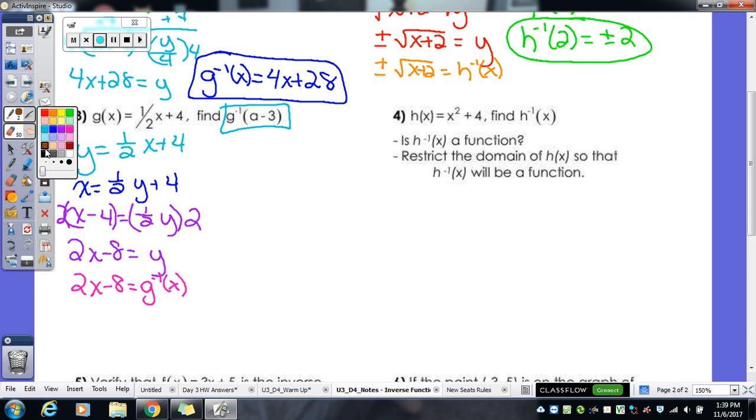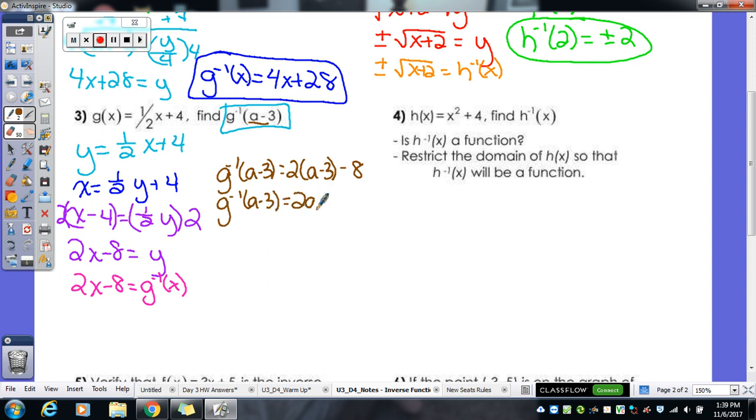So now what are we plugging in for our x? A minus 3. So that becomes 2 times a minus 3 minus 8, just like we were doing before, plugging that a minus 3 in for our x. So distributing our 2. And then what's our final answer? g to the negative 1 of a minus 3 equals what? 2a minus 14.